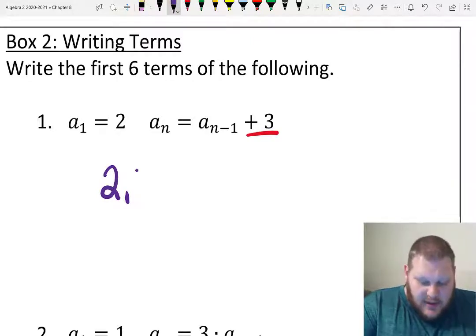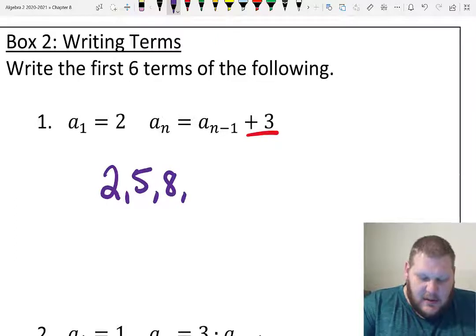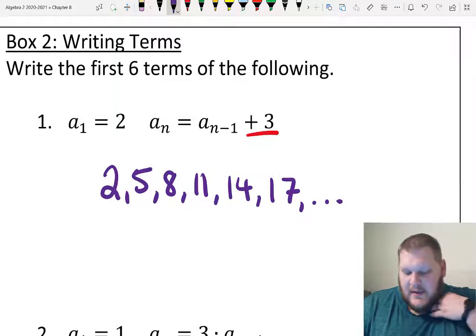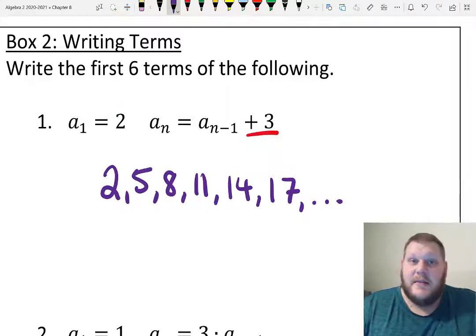So 2 plus 3 is 5. 5 plus 3 is 8. 8 plus 3 is 11. 11 plus 3 is 14. 14 plus 3 is 17. And that is 6. So my list continues, but they just want the first 6 terms of the sequence, so there's the first 6 terms. That's all we have to do.